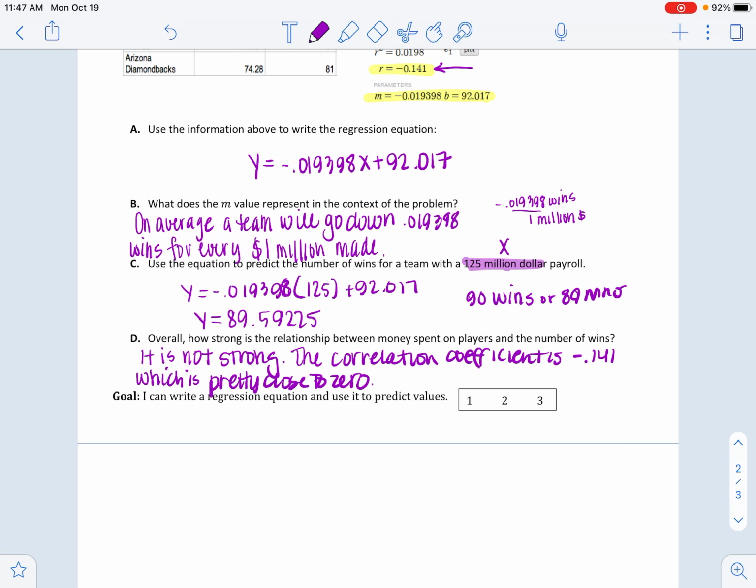So go ahead and re-rate yourself. I can write a regression equation. Are you okay with, given the data, given the Desmos output, being able to write an equation from there and then answer questions about correlation, slope, things like that? All right, that's it for regression practice. We will start working on parallel and perpendicular lines next.